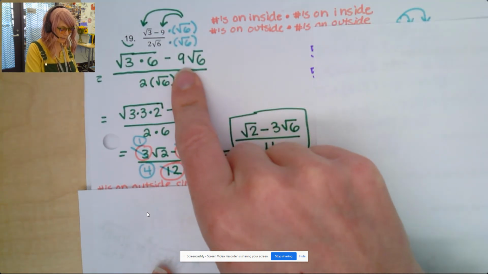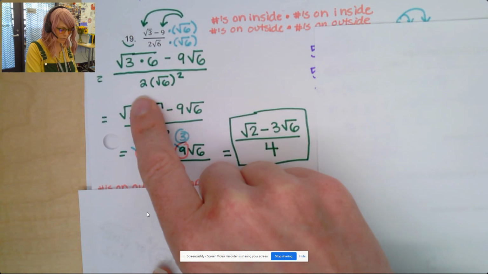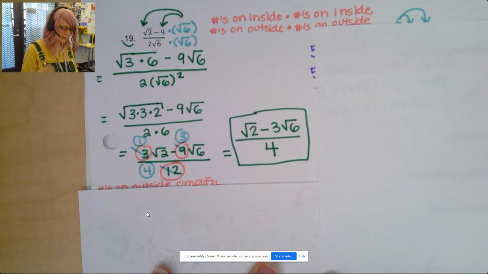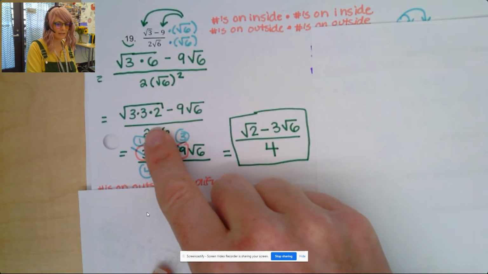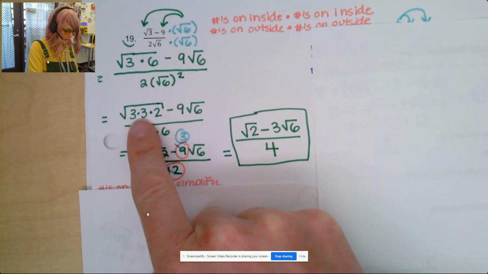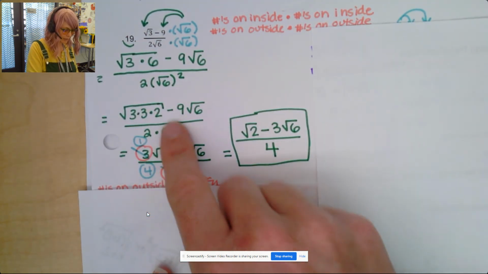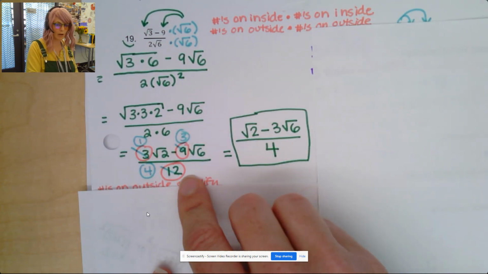9 times root 6 is 9 root 6 being subtracted. That 2 is still there, so 2 times root 6 being squared. From here, we're going to continue to simplify. So I see this 3 here. I'm so happy 6 breaks into 3 times 2. So this 3, I pull it on the outside. 3 square root 2 minus 9 square root 6 all over 2 times 6, which is 12.